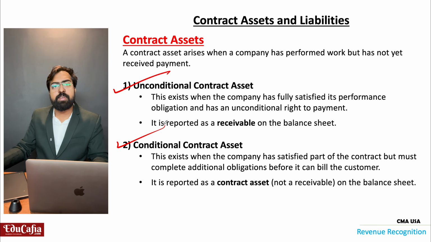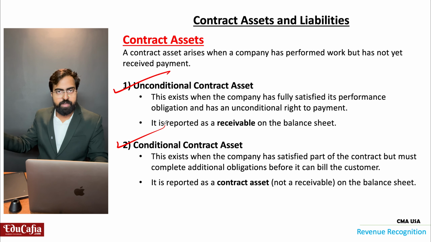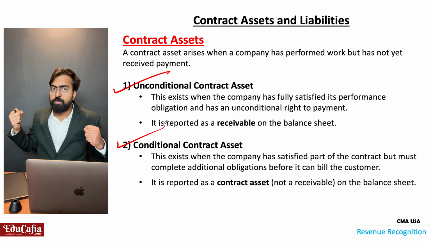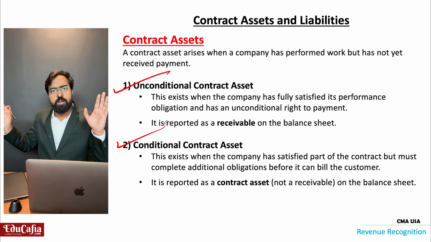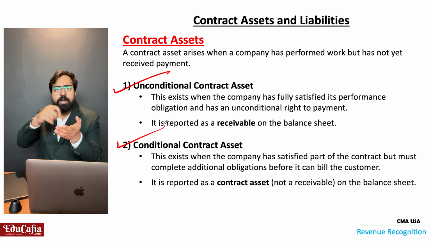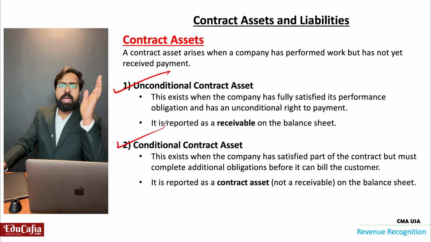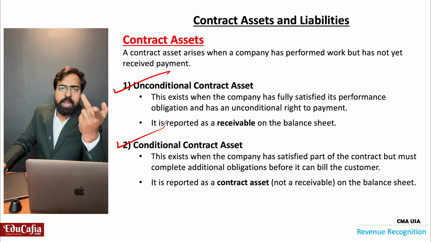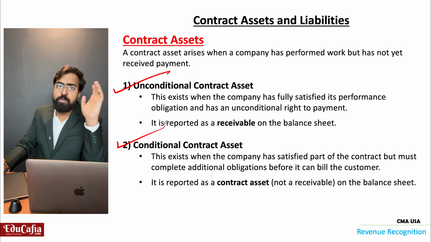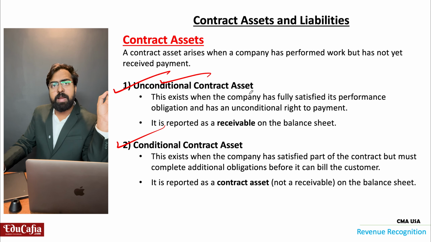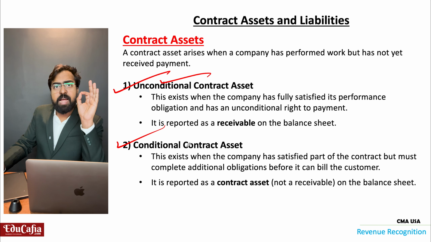An unconditional contract asset means every work is finished. Directly I can take the money and recognize it as revenue. As per the contract, as per the agreement, I have completed all the work. Now I can directly ask for the money and recognize it as revenue. That is unconditional. There is no condition pending for receiving that payment as revenue.